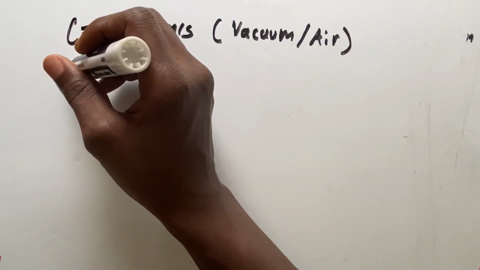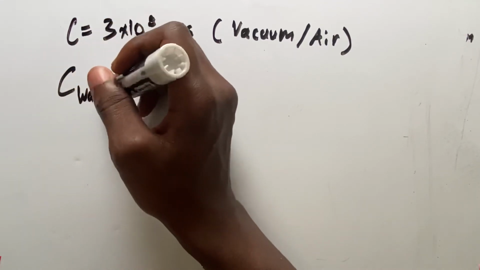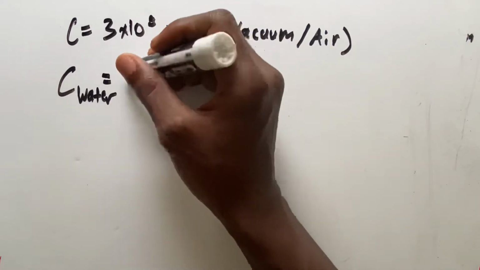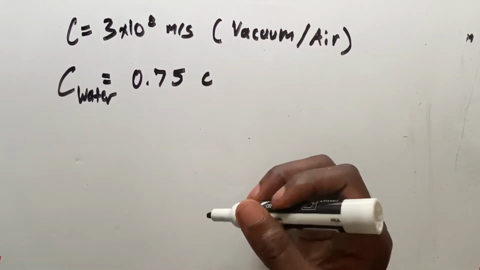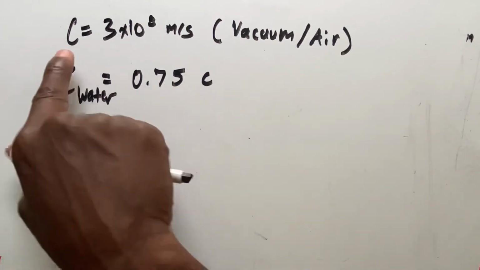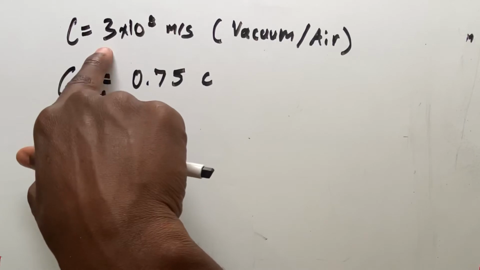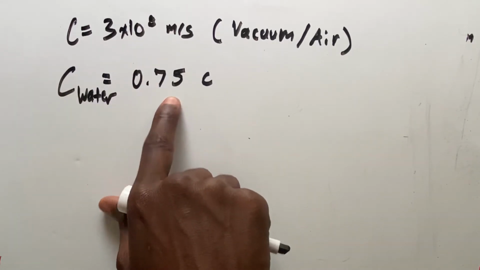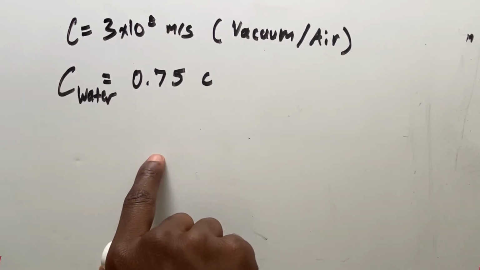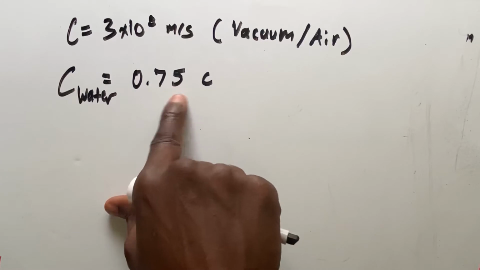So let's say I'm calling the speed of light in water is equal to 0.75 times c. So notice this c basically is for the original speed of light. So if we take that speed of light and multiply it by 0.75, it's going to be less than what it was. So once light travels in water, it's going to be traveling slower.